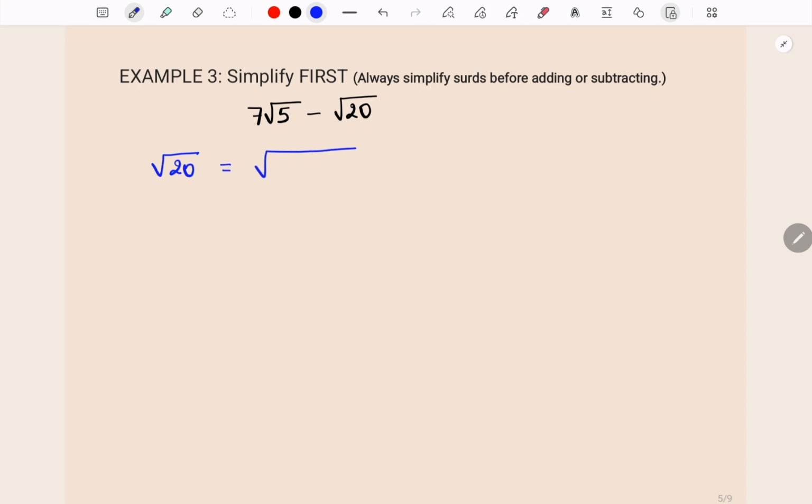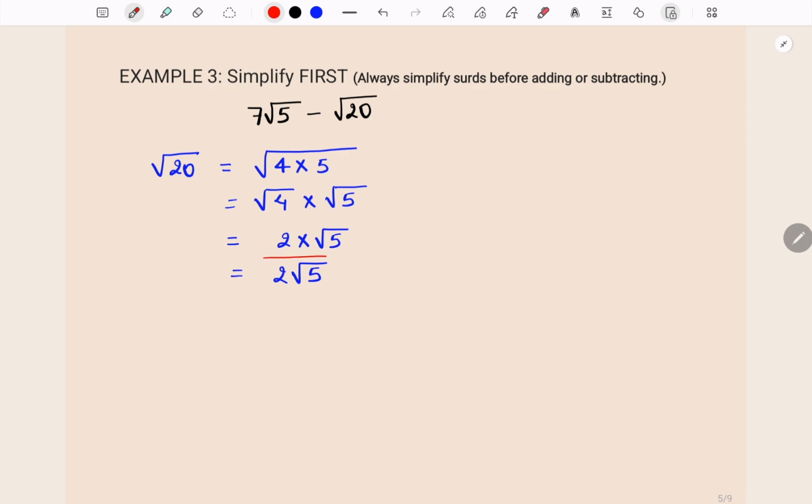I will find factors of 20, and one of them would be a perfect square closest to 20. So I can think of 4 times 5. Now I can write it as square root of 4 multiplied by square root of 5. Square root of 4 is 2. 2 times root 5 is 2 root 5.